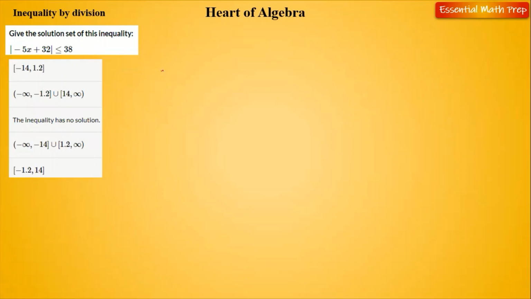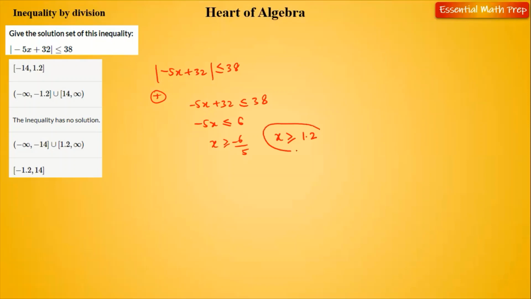So here we have negative 5x plus 32 less than or equal to 38. So let's go ahead and solve the positive domain first. We have negative 5x plus 32 less than or equal to 38. We can subtract 32 on both sides, which would make it 6. If we divide by negative 5 on both sides, it switches the sign of the inequality, and you get negative 6 over 5. Negative 6 over 5 is nothing but x greater than or equal to negative 1.2.